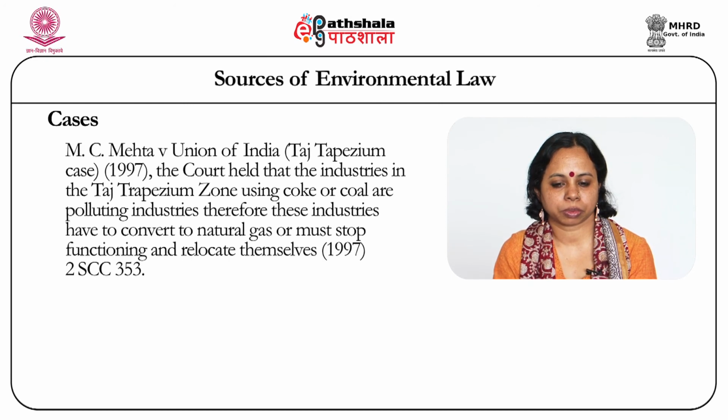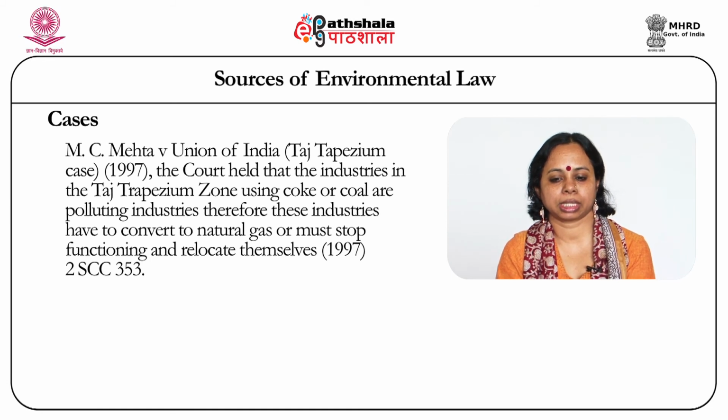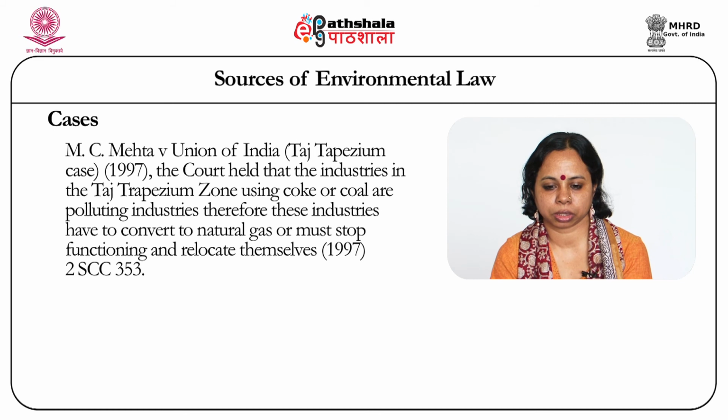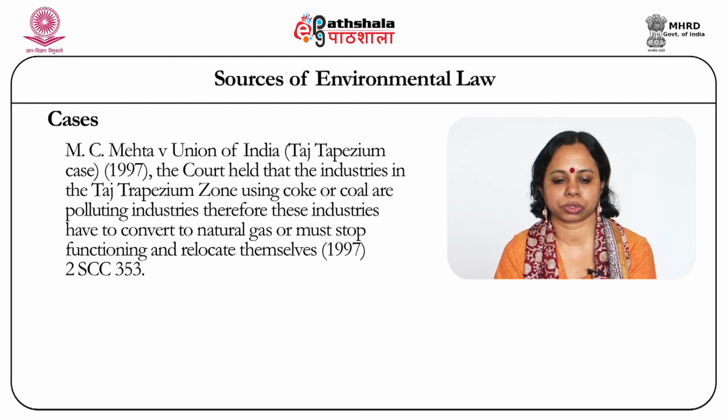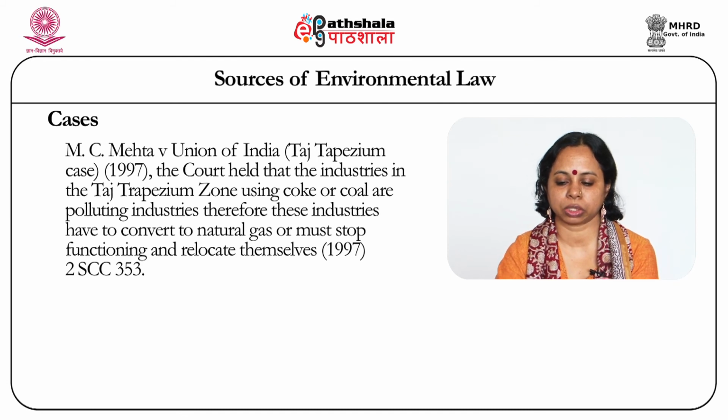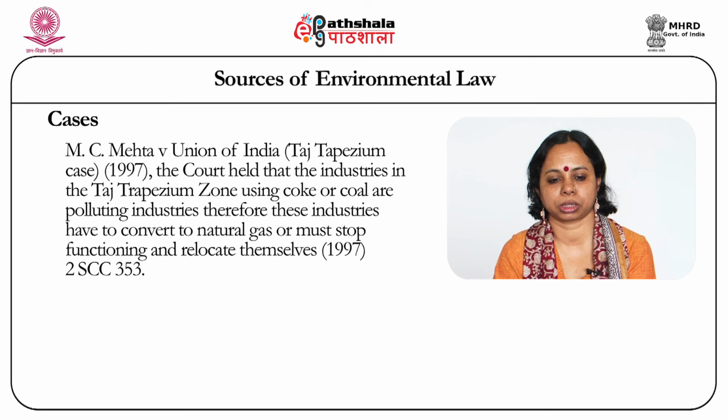In the Taj Trapezium case of 1997, the court held that the industries of that particular zone using coke or coal are actually polluting industries, and therefore, these are damaging the Taj as a monument. The court suggested to these industries to convert to natural gas or rather stop functioning and relocate themselves to any other place, but they cannot be functioning using these materials within the vicinity of the Taj.